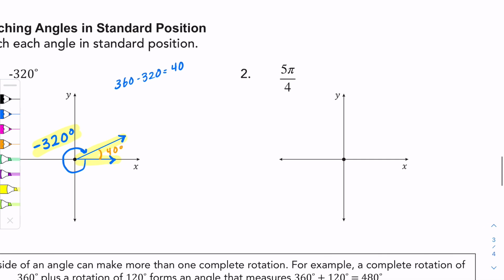Number 2 is 5 pi over 4. 5 pi over 4 is in radians, so we're going to do what we did in the previous problems. We're going to multiply this by 180 over pi, and we're going to eliminate our value of pi. 5 times 180 divided by 4 simplifies to 225 degrees. So this is what I need to graph.